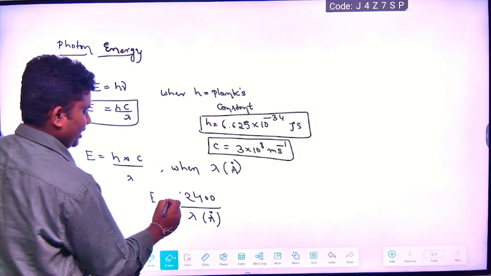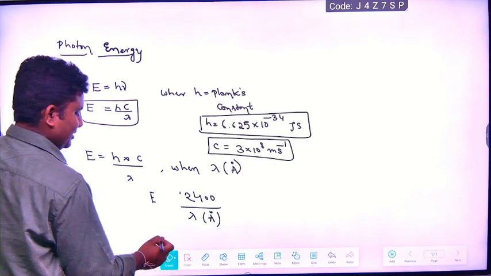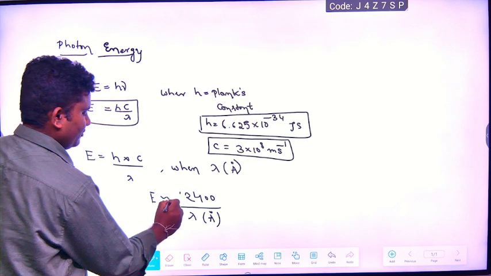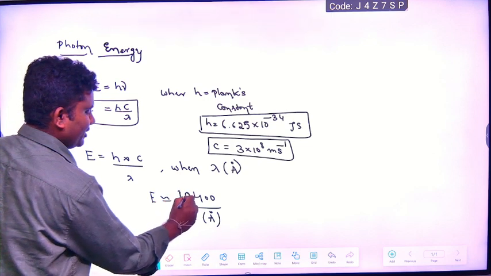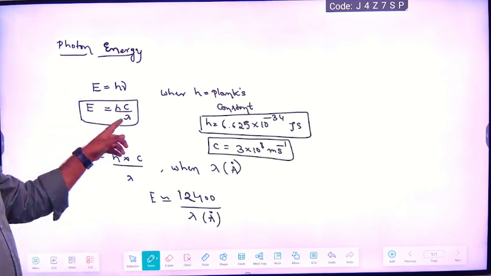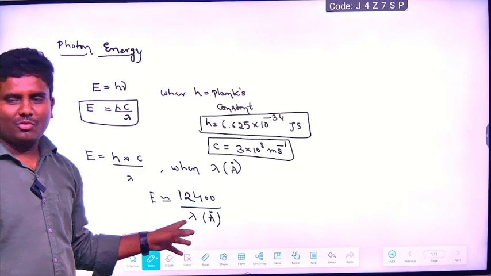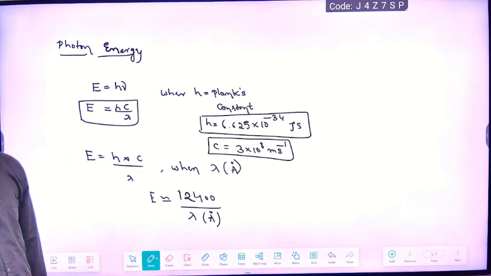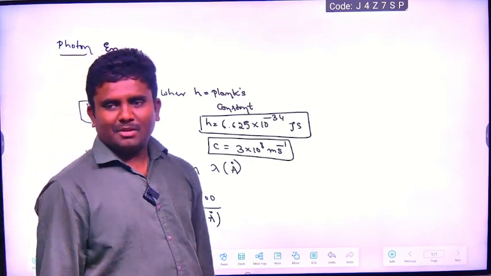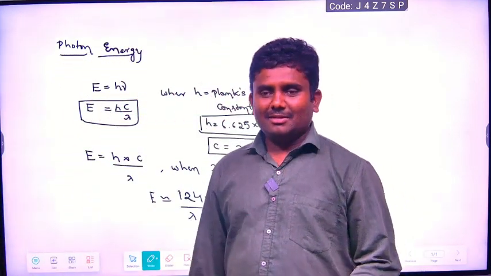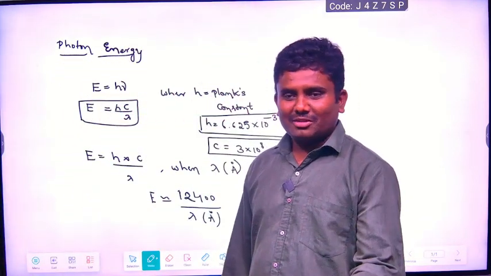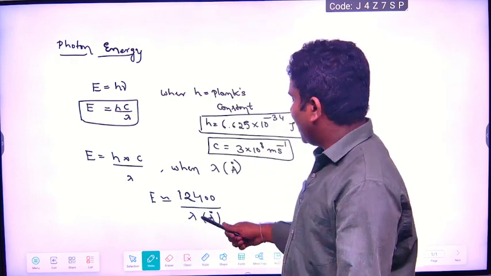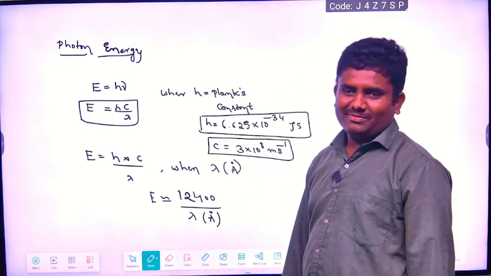So you can use this directly. Understood? You need not calculate each and everything or put the h value and c value. Use 12400 and keep lambda in angstrom. For example, if lambda is given in micrometer, convert it to angstrom using 10 to the power of minus 10.